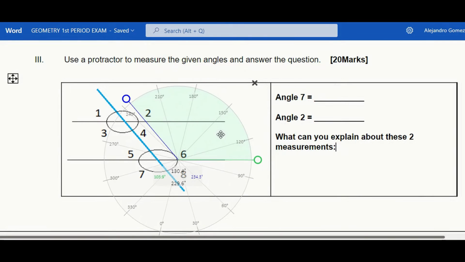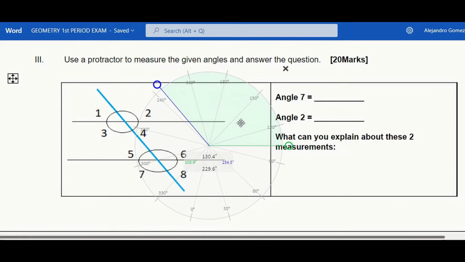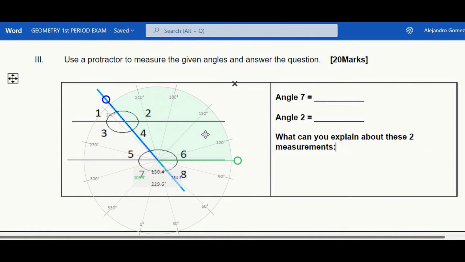Now we are going to measure angle 7. So we are going to place it here at the intersection, matching the very center of my protractor. And I am going to go for the transversal. And now I take the other line to match the horizontal line. Well, I'm going to go like this because now it changed the angle.